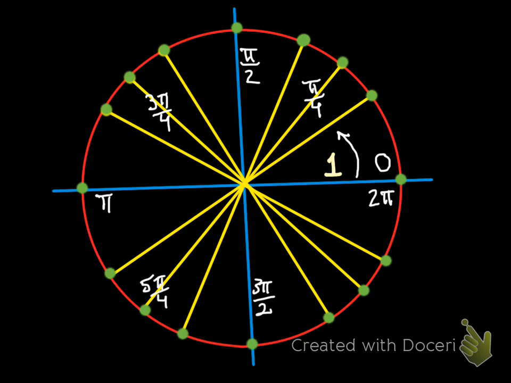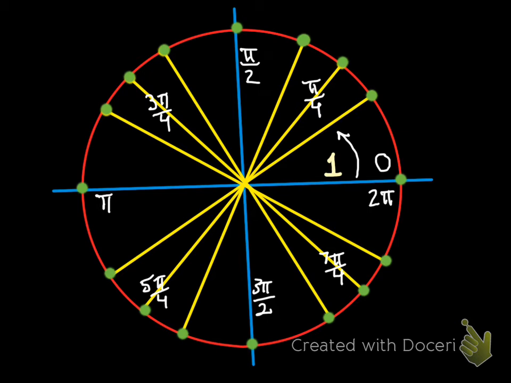Over here is going to be 1.25 pi's. That's 5 pi over 4. In the fourth quadrant, we'll have 1.75 pi, also known as 7 pi over 4. All right? Those are the easy ones.